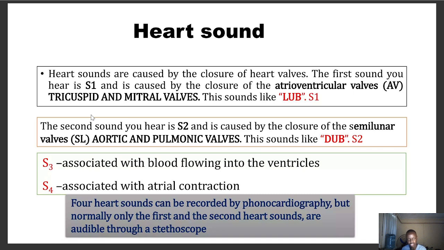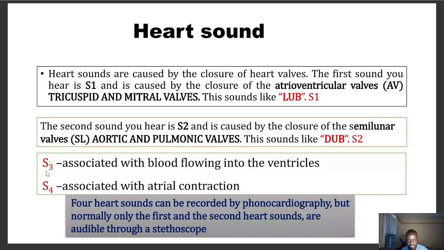The first sound that you hear is always S1, and you need to know that S1 is always caused by closure of the AV valves, also known as the atrioventricular valves, the tricuspid and the mitral valves. S1 always sounds like lub. Then the second sound that you will hear is always caused by closure of the semilunar valves, the aortic, not forgetting the pulmonic valves. At this point, we term it S2, and it always sounds like dub. So S1 is lub, then S2 is dub.